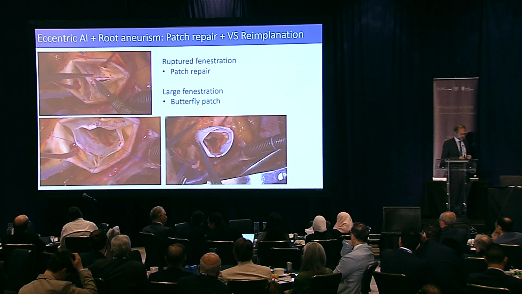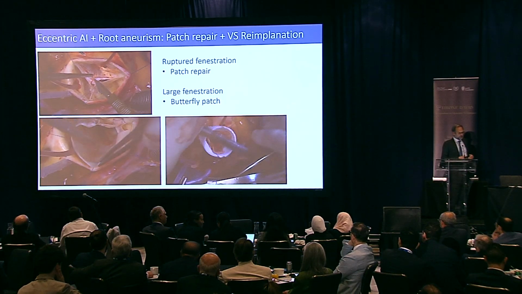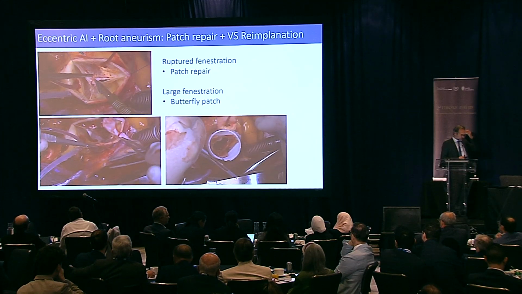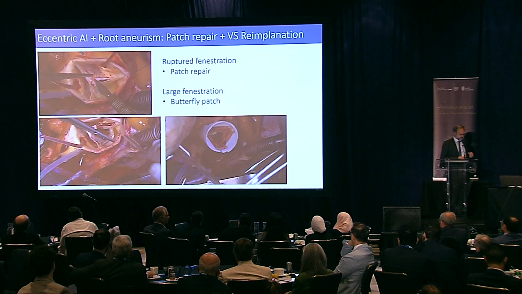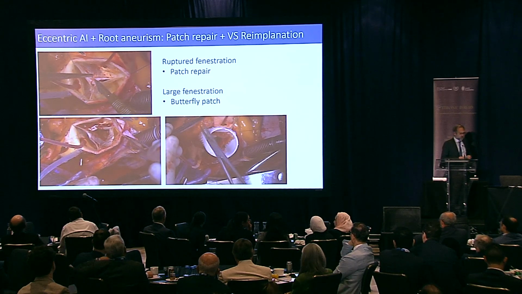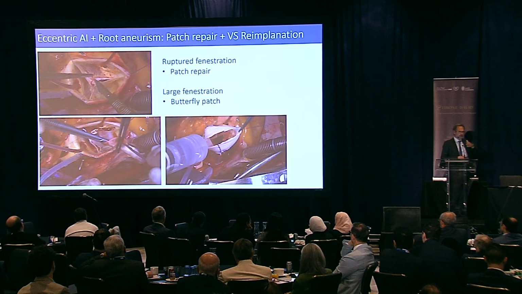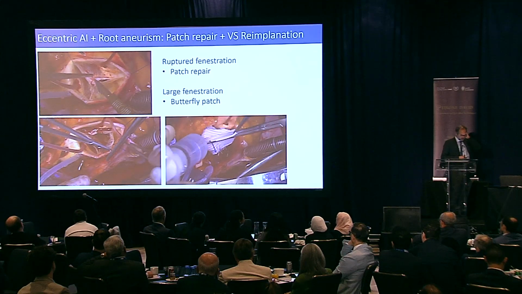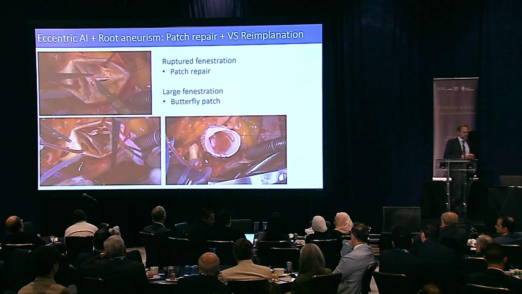For the sake of time, I run the video. We did a David operation. But this big fenestration on the opposite commissure was treated with this butterfly patch that closed both fenestrations using one patch that is first sutured to the commissure and then on both sides of the leaflet by trimming it correctly. And then we do the David procedure.